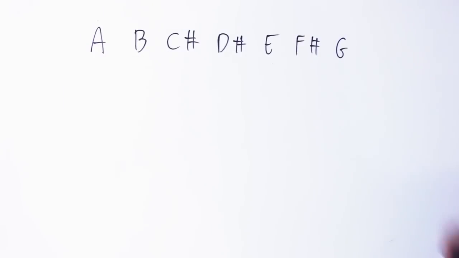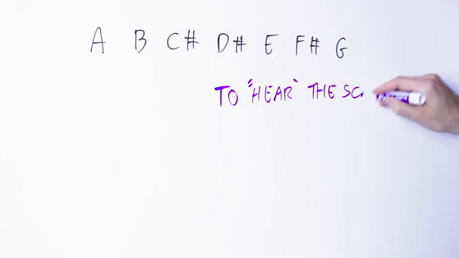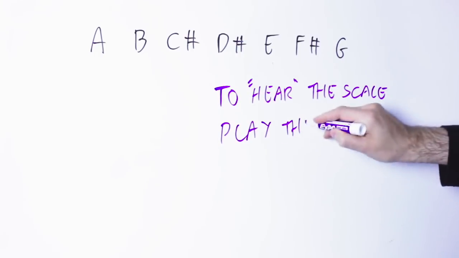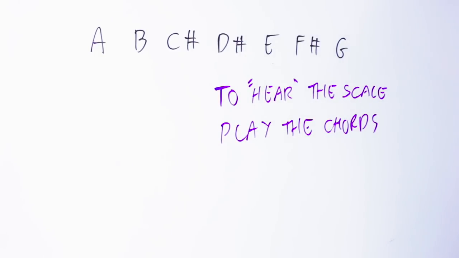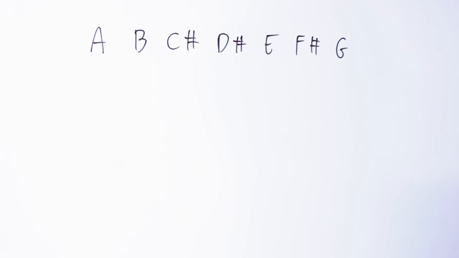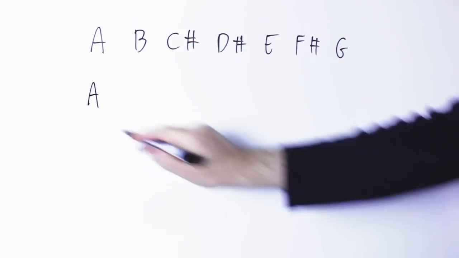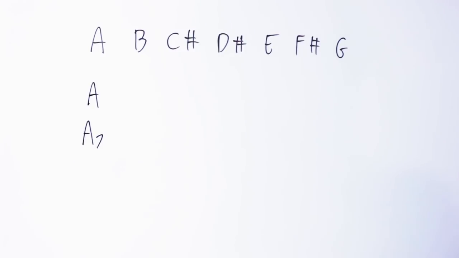As usual, the best way to hear the sound of a scale is not to play it as a scale, note by note, but instead to harmonize it, that is, to find what chords are inside the scale. So here we go. On the A note, I can build an A major chord, A, C sharp, E, or an A seventh chord if I include the seventh, the G.